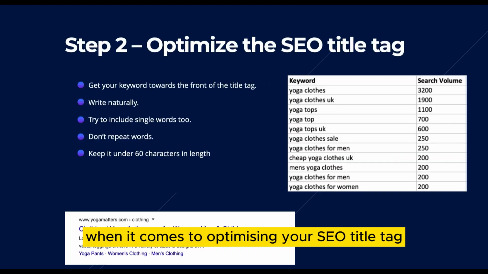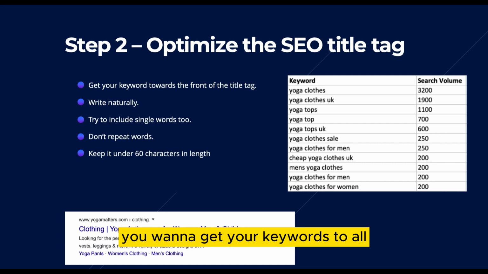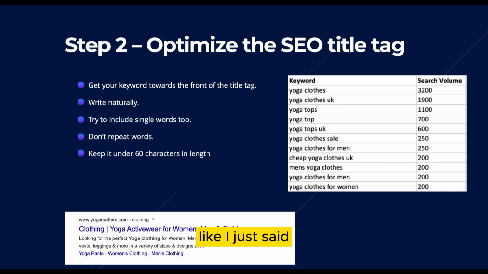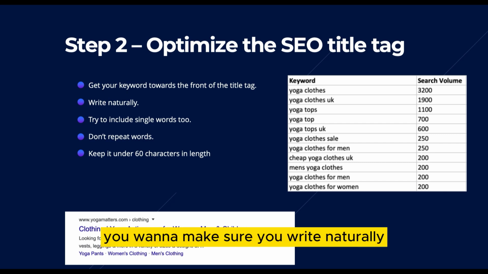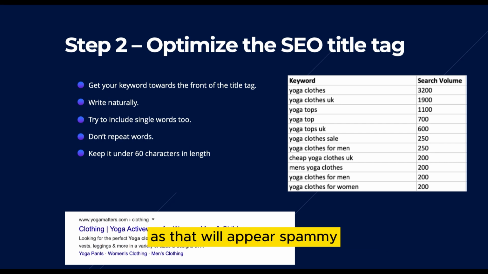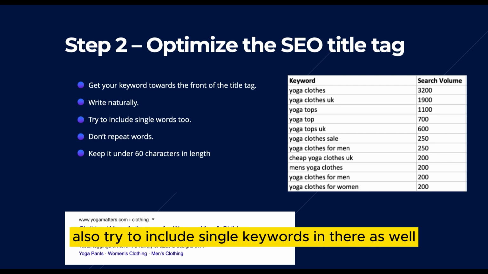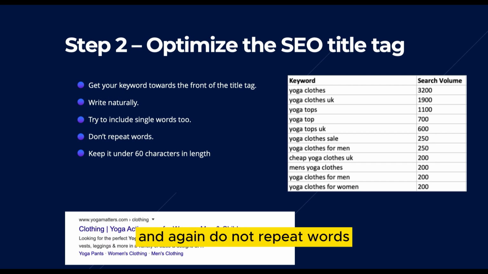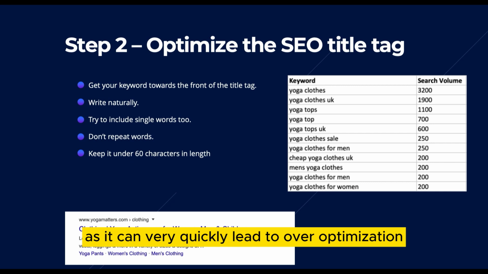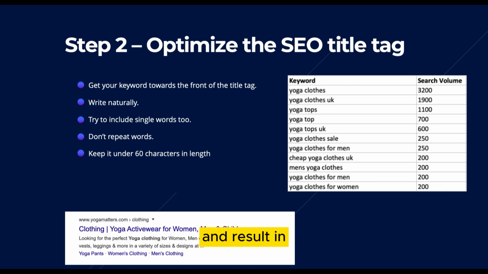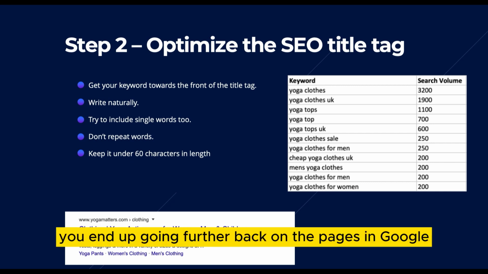When it comes to optimizing your SEO title tag, there are a few things you want to keep in mind. You want to get your keywords towards the front of the title tag like I just said. However, along with that, you want to make sure you write naturally and not just stuff your keywords in there, as that will appear spammy, which is what we want to avoid at all costs. Also try to include single keywords in there as well, and again, do not repeat words as it can very quickly lead to over-optimization and result in you ending up further back in the pages in Google.